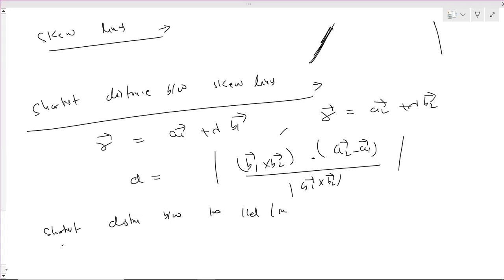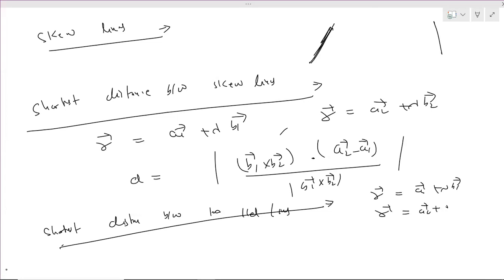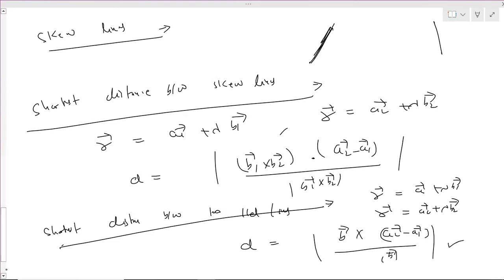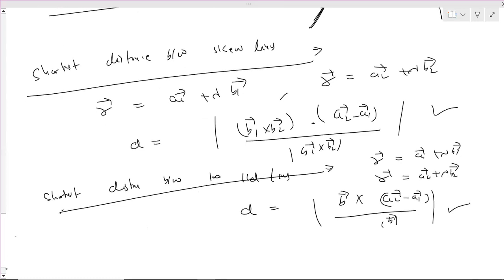Shortest distance between two parallel lines. This is also very important. If two lines are parallel, then r vector equals a1 plus lambda times b vector, r vector equals a2 plus lambda times b vector. Then distance will be equal to mod of b cross (a2 minus a1) upon mod b. All right. These are very important formulas. You will see direct questions based on this. Take a screenshot, please.